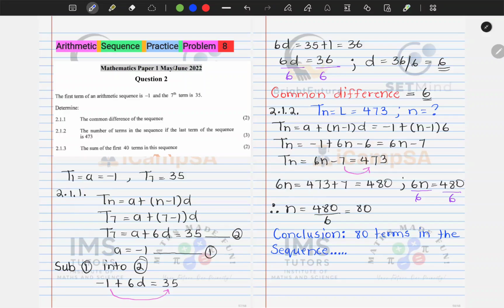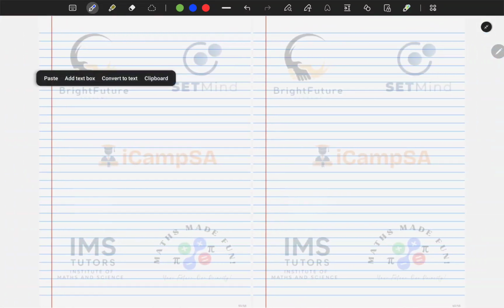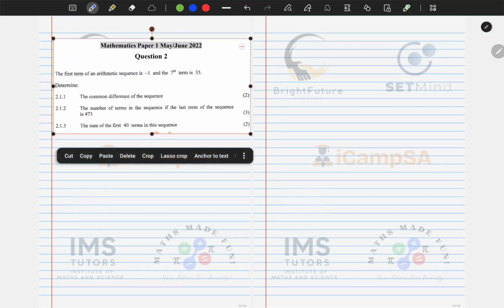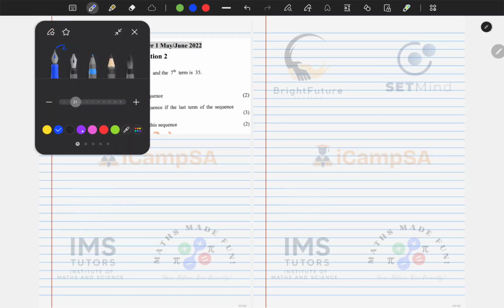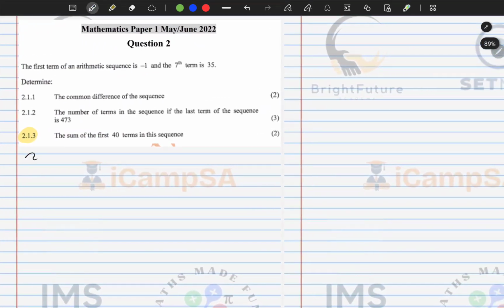So next, let's go and have a look at question 2.1.3. So let's paste it on this page. And there we are asked to determine the sum of the first 40 terms in this sequence. So remember, it means we are looking for S40.